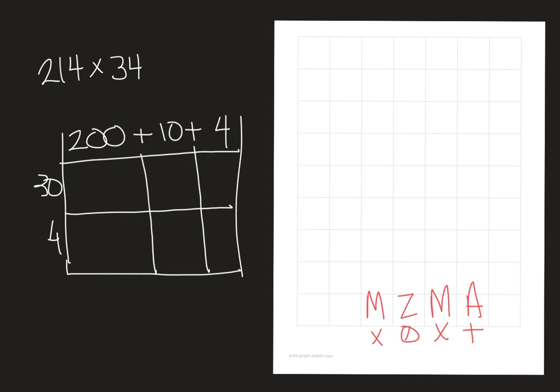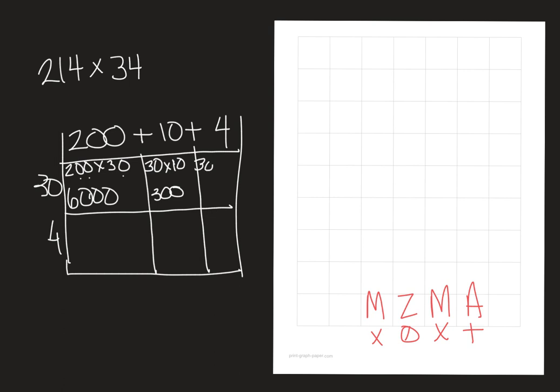So we're going to start off with 200 times 30. 2 times 3 is 6, and I see 1, 2, 3 zeros, which is 6,000. Then we have 30 times 10. Well, 3 times 1 is 3, and I see 1, 2 zeros. So that would be 300.